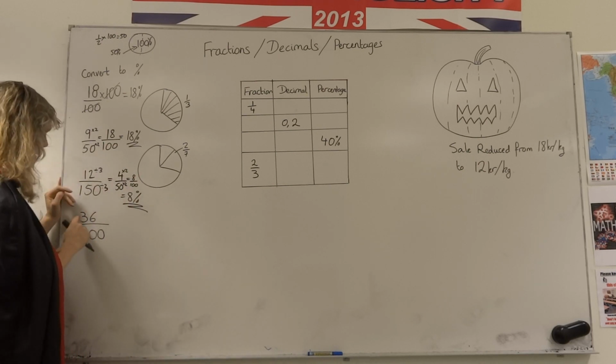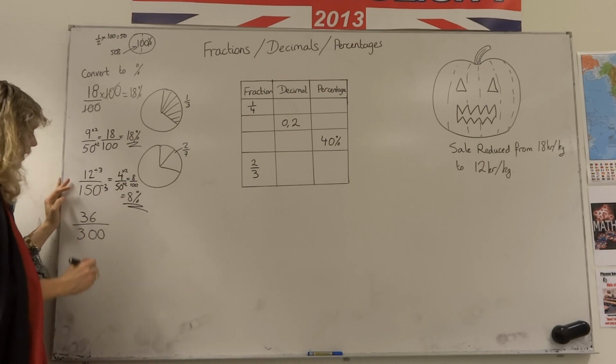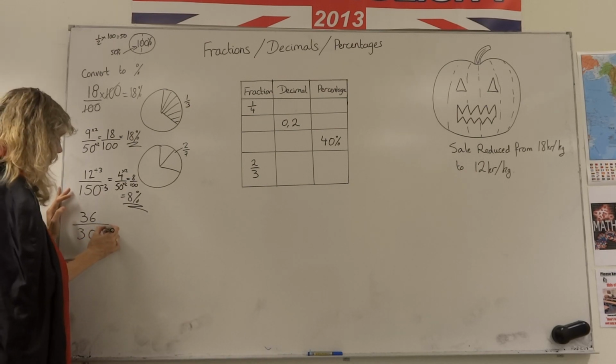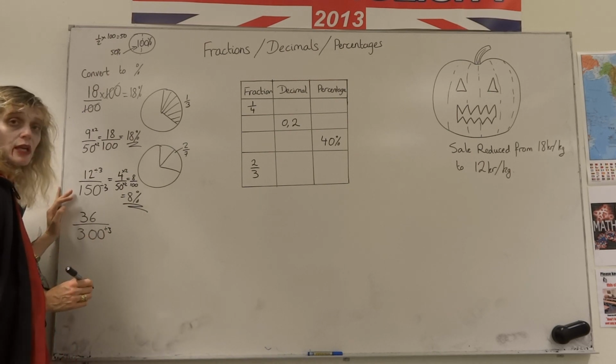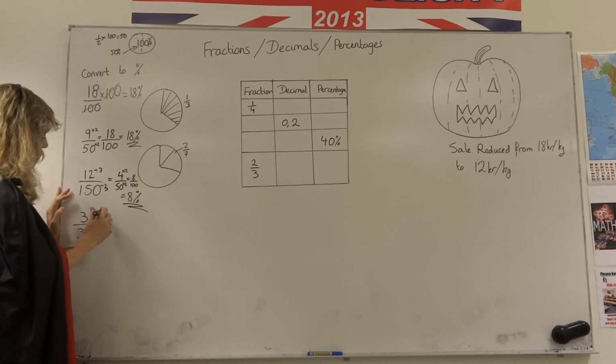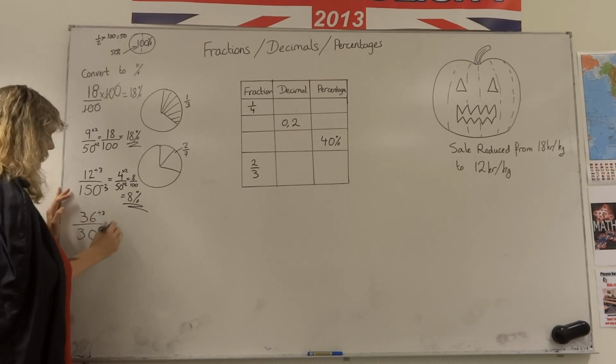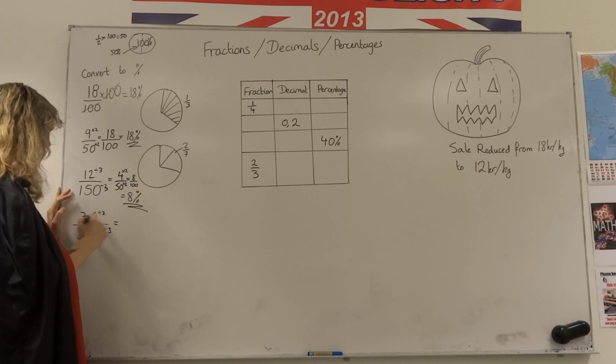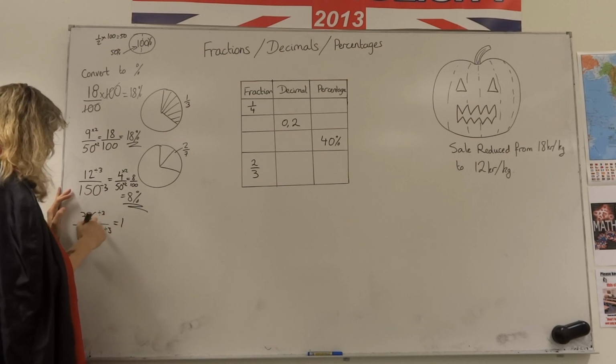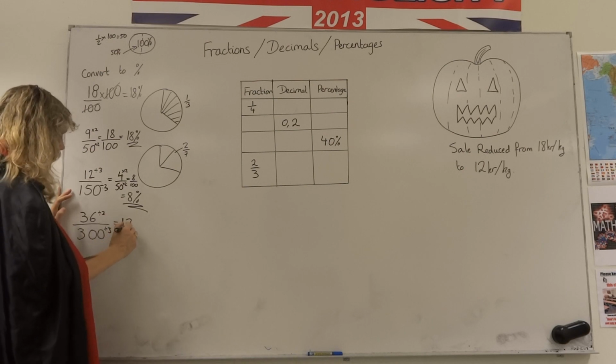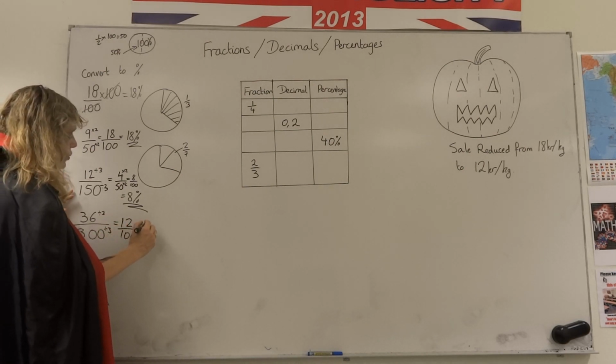Then if we had 36/300ths, what could we do then? Well, we could easily get 100 down here if we divided by 3. If we divide the bottom part of the fraction by 3, we divide the top part as well. 36 divided by 3, 3 goes into 3 one time, 3 goes into 6 two times, and 300 divided by 3 is 100, which is 12%.